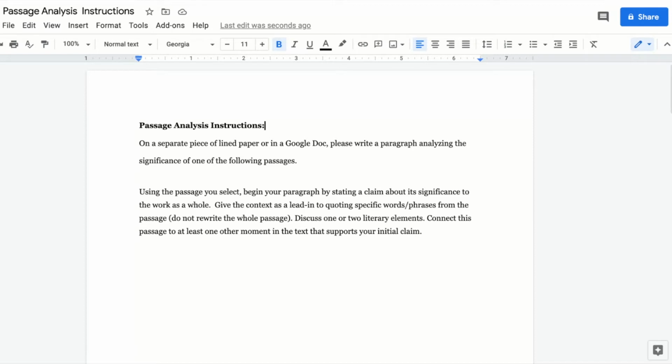On a separate piece of lined paper or in a Google Doc, please write a paragraph analyzing the significance of one of the following passages. Using the passage you select, begin your paragraph by stating a claim about its significance to the work as a whole. Give the context as a lead-in to quoting specific words or phrases from the passage. Do not rewrite the whole passage. Discuss one or two literary elements. Connect this passage to at least one other moment in the text that supports your initial claim.